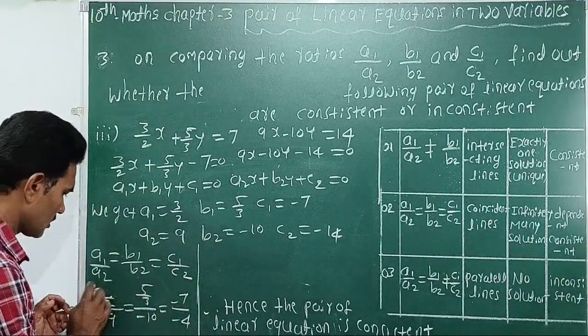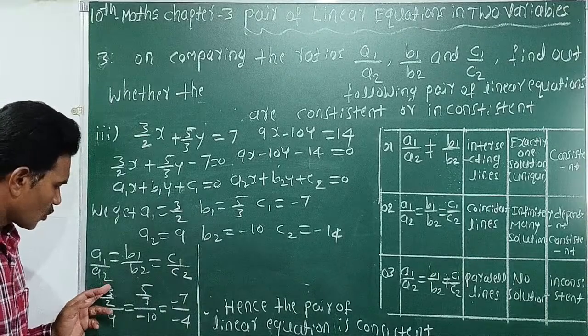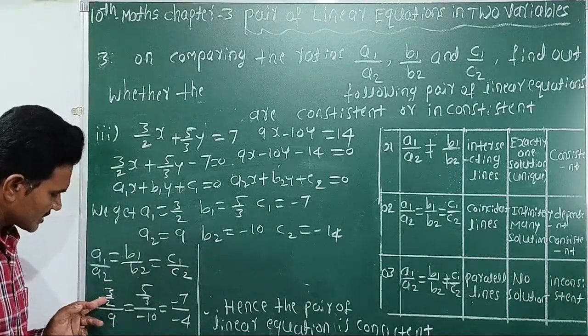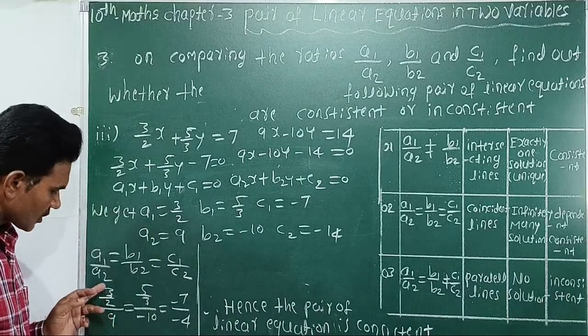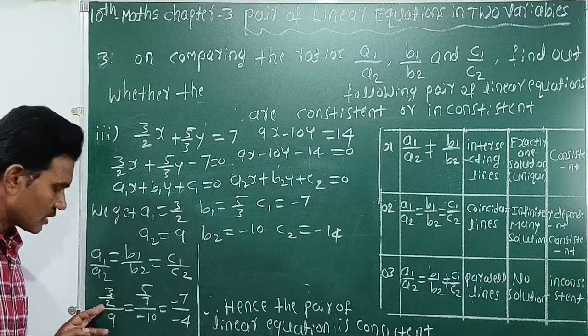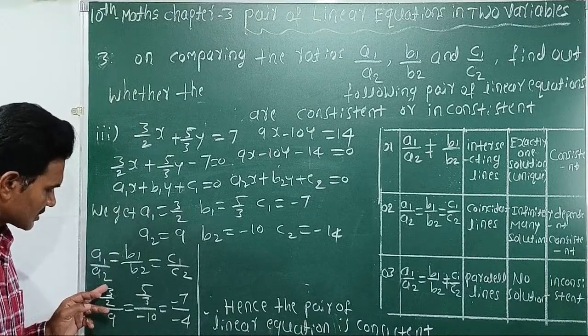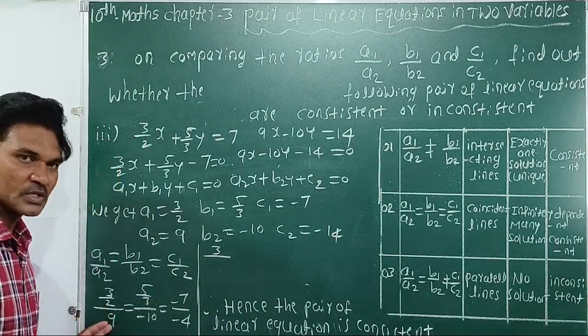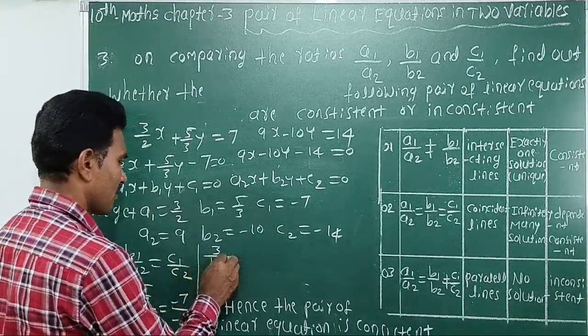The denominator of the numerator comes to the denominator. That means 3 by 2 into 9, 2 9s are 18.